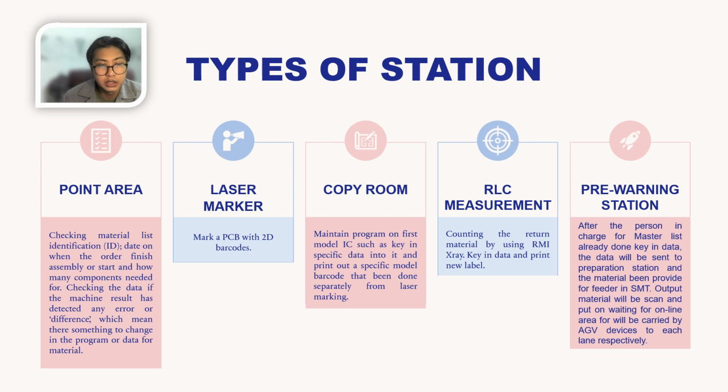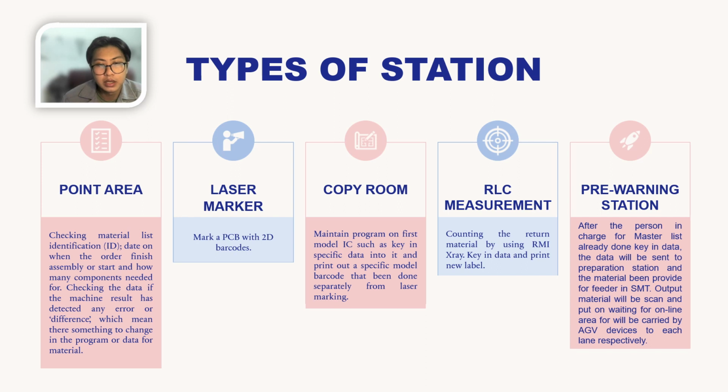As I said before, it is for checking the material list ID, the date, how many, and when to start, and checking the data if the machine result, if they key in the data and the machine shows a result that detects any error or difference, which means there's something to change in the program or data for material, and we contact the PSE. And the laser marker is the next station, which just marks a PCB with a 2D barcode. Copy room maintains the program on the first model IC, such as keying specific data into it and printing out a specific model barcode that is done separately from laser marking.